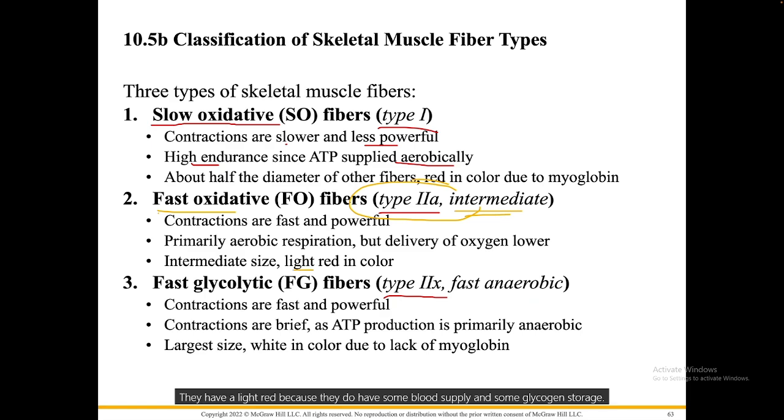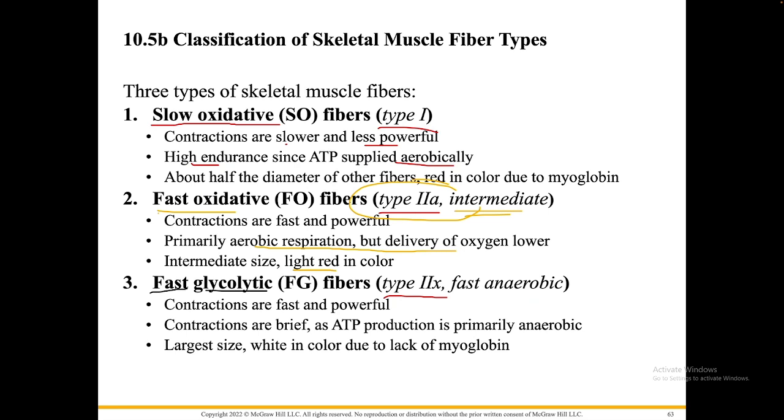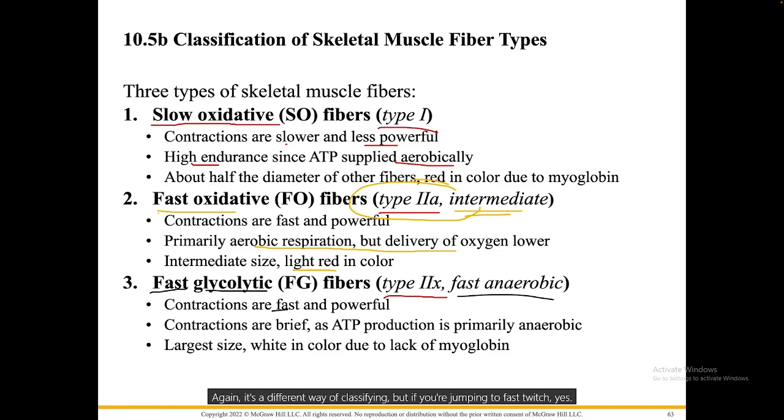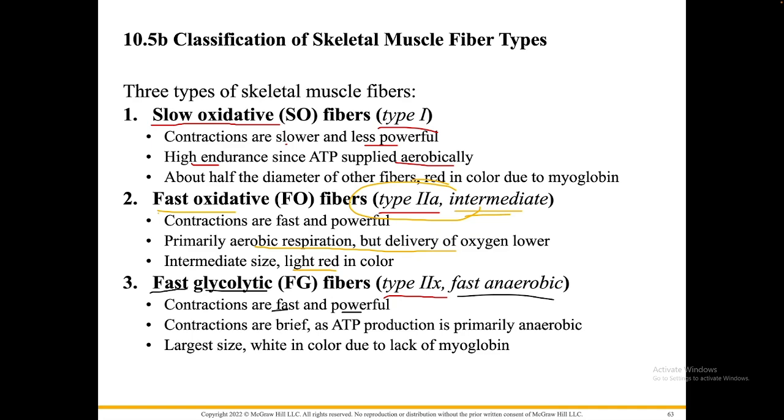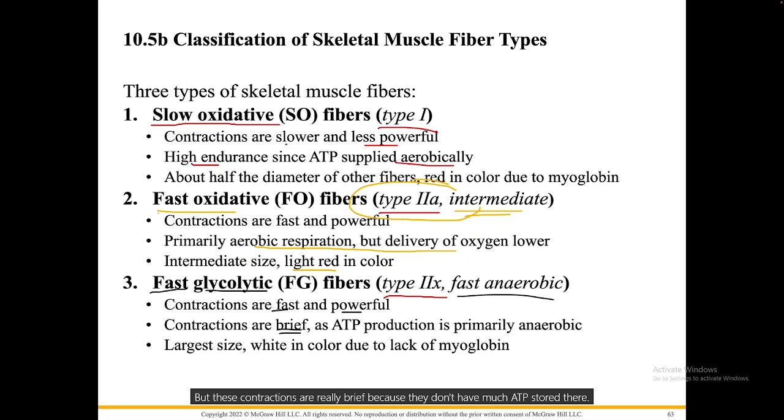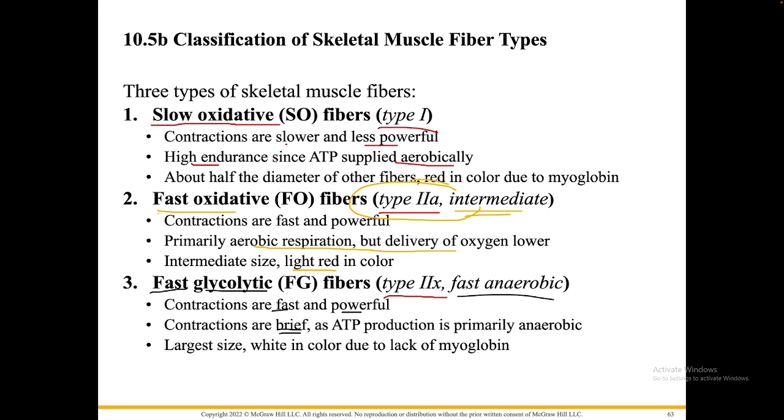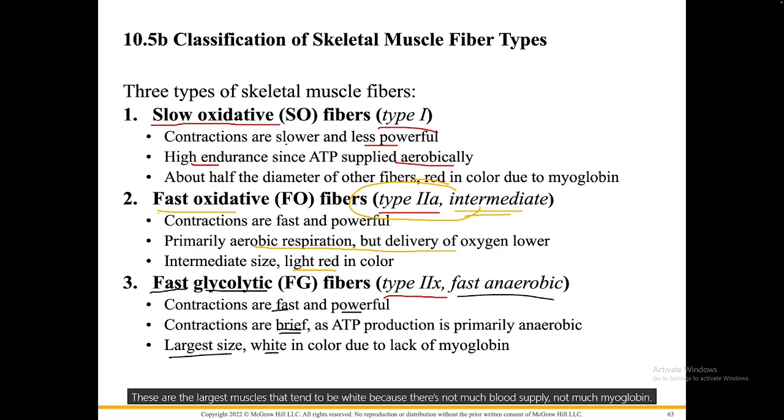They have a light red because they do have some blood supply and some glycogen storage, and they use a little bit of oxygen. The third type is fast glycolytic. Another name, fast anaerobic. These are the fast ones. Again, it's a different way of classifying them, but if you're jumping to fast twitch, yes, these are the ones that respond really fast and can help me. But these contractions are really brief because I don't have much ATP stored there. These are the largest muscles that tend to be white because there's not much blood supply, not much myoglobin.